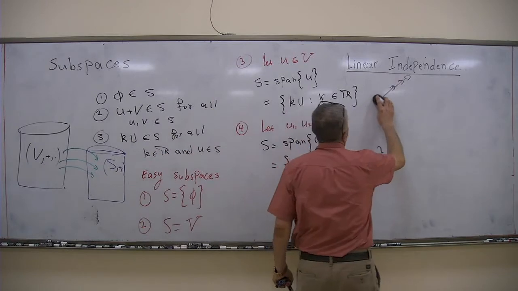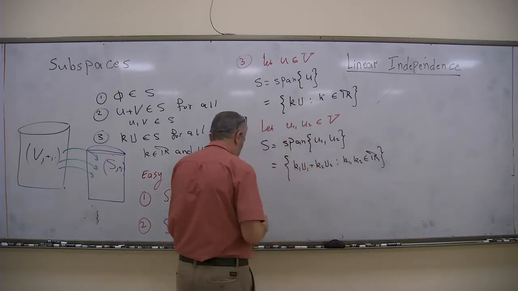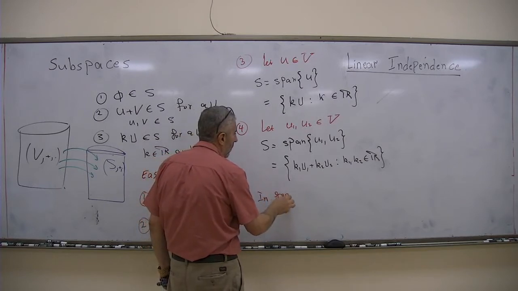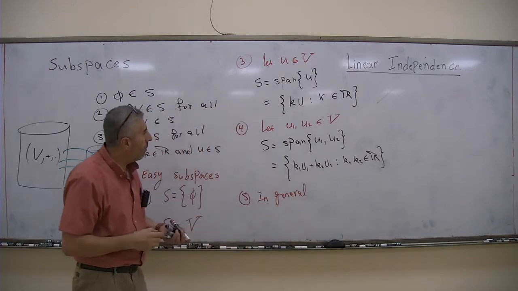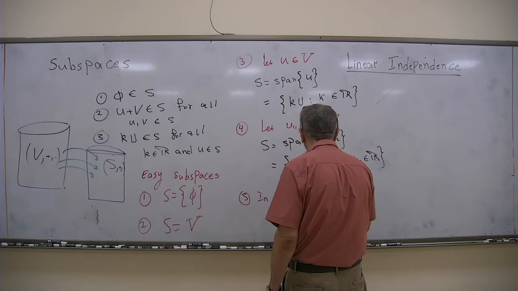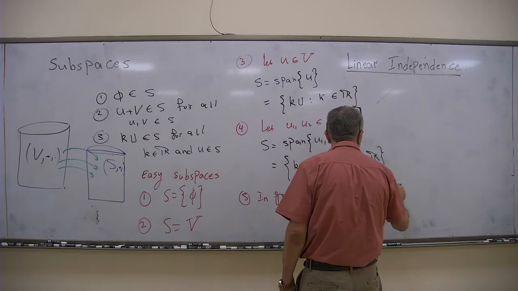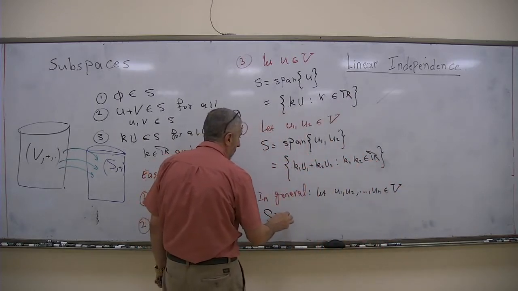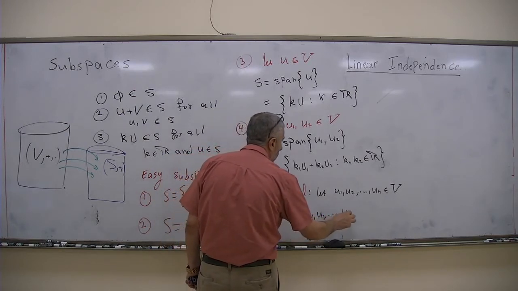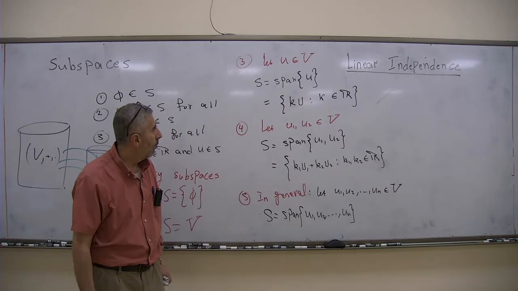This can be generalized not only for two vectors. In general, you can take n vectors and then take S to be the span of those vectors, U1, U2, ..., Un. The result is a subspace of V.